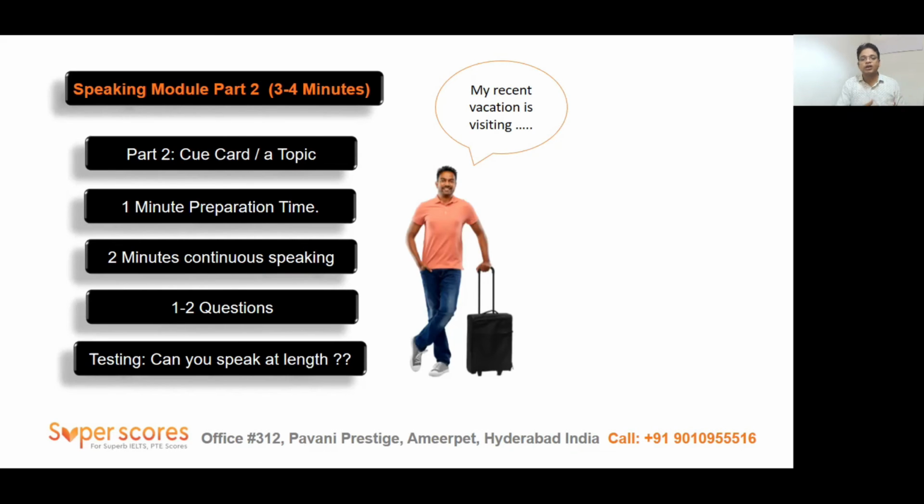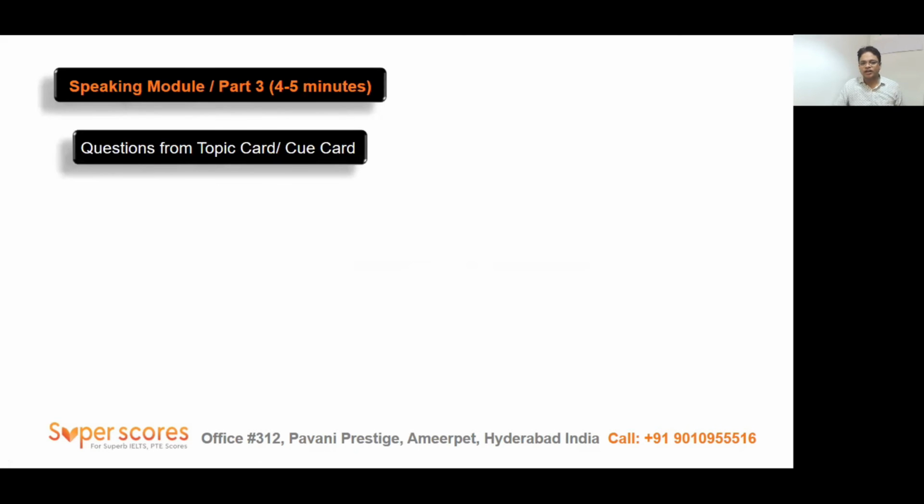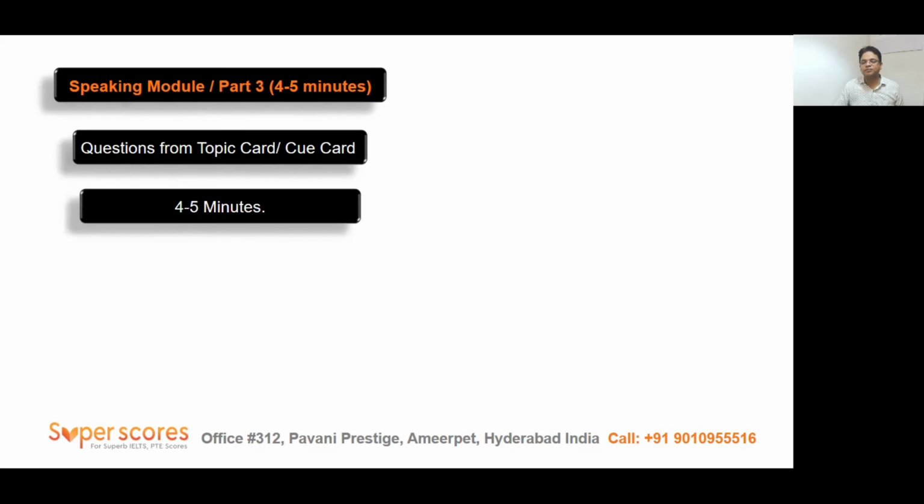The first one was the interview. The second one, this one is: can you speak at length? That's what they are testing. And the last one is part 3, wherein you get questions related to part 2. The example topic that we discussed was the last holiday vacation. On that topic, there can be related questions asked.